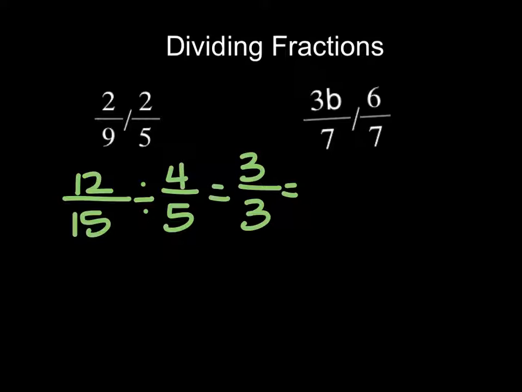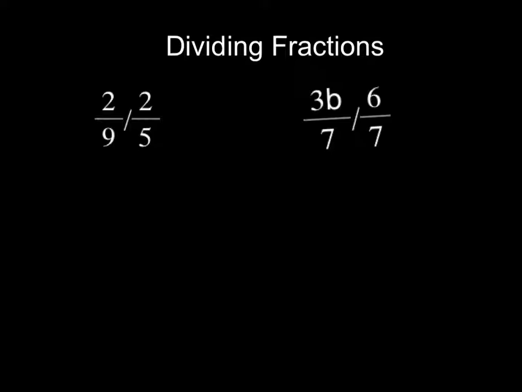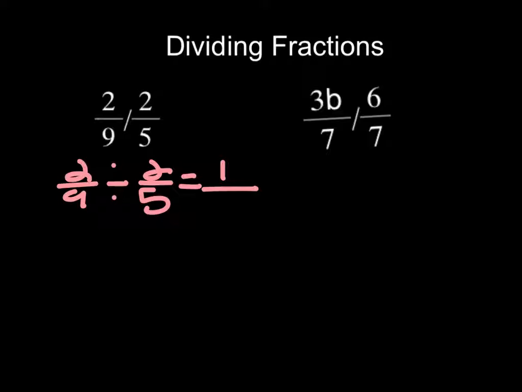So, if you look at the first problem, 2/9 divided by 2/5, you could divide across the top, and 2 divided by 2 is 1, but then when you try to do 9 divided by 5, you all of a sudden end up with either a fraction or a decimal, which just ends up making more work at the end anyway. So let me go back and show you the 12/15 divided by 4/5.